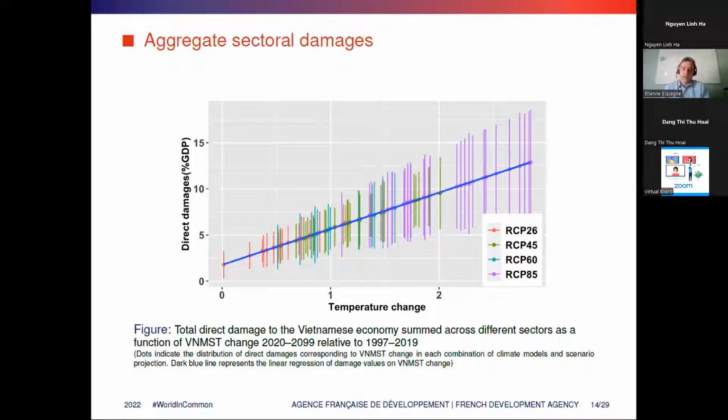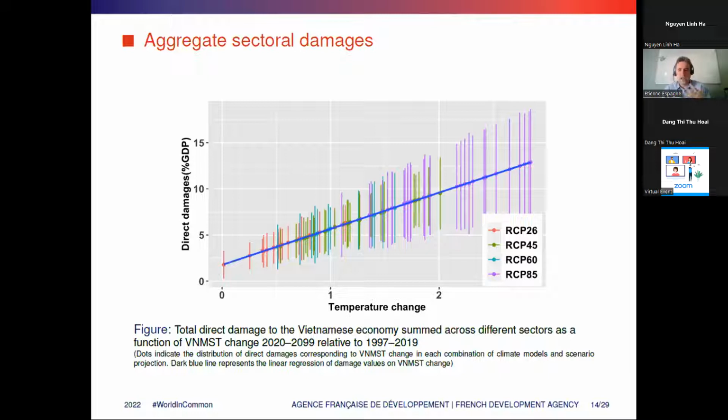So then the exercise that I present here in this graph is just the addition of all these different direct damage functions that have been combined then to different future climate scenarios. So we have all the future climate scenarios that are available at the Vietnamese level, coming from RCP 2.6, 4.5, 6.0, and 8.5. So you have the different colors representing these different RCPs here. And on the y-axis, the direct damages in terms of percentage of GDP.